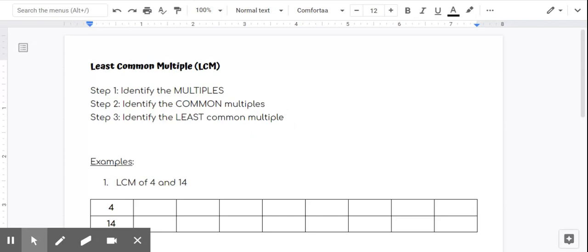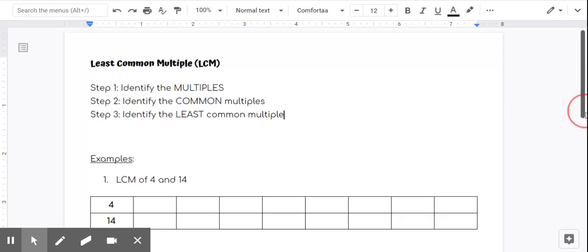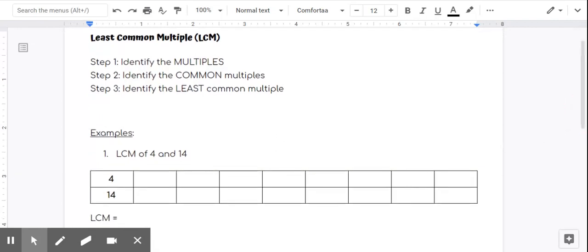So for example one, we're going to find the least common multiple, or the LCM, of 4 and 14. So to do that, step one is we identify the multiples of 4 and 14. The multiples of 4 are what we get when we repeatedly multiply 4. So 4 times 1 is 4. Then 4 times 2 is 8. And 4 times 3 gives us 12. And what you're going to notice is this is simply counting up by 4s. And you'll find those in the row of 4s on a multiplication chart.